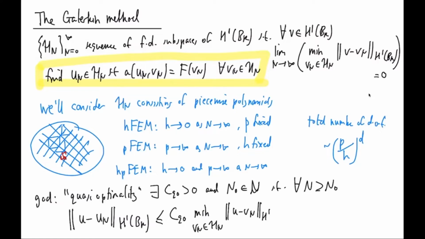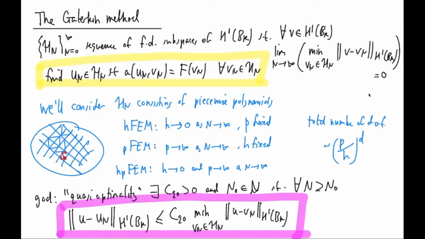Okay, so if the method were optimal, then UN would be such that this error really was equal to the best approximation error, but we settle for being optimal up to this constant CQO. Okay, so that's quasi-optimality.